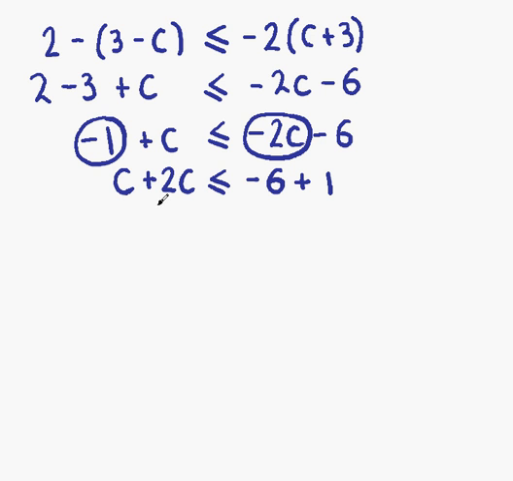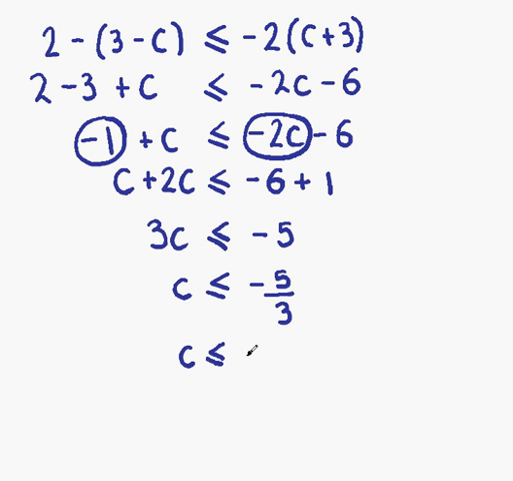So we have c plus 2c is less than or equal to minus 6 plus 1. C plus 2c is 3c. And minus 6 add 1 is minus 5. We want to solve for c. So c is less than or equal to minus 5 divided by 3. We have a negative number divided by a positive number. That means our answer will be negative.